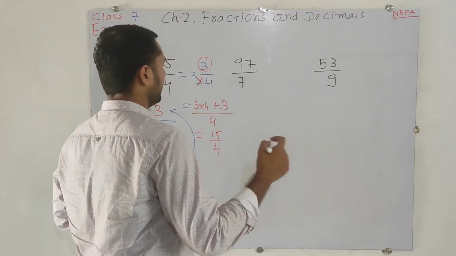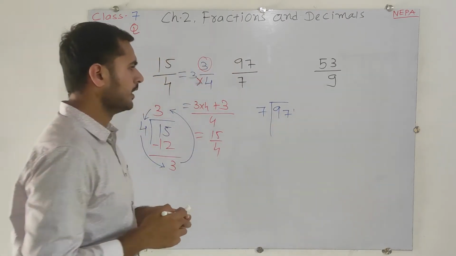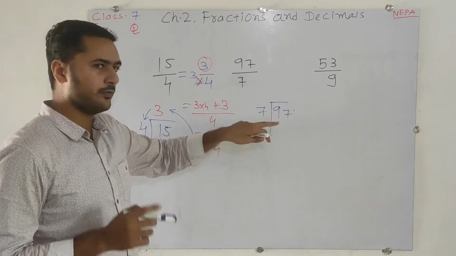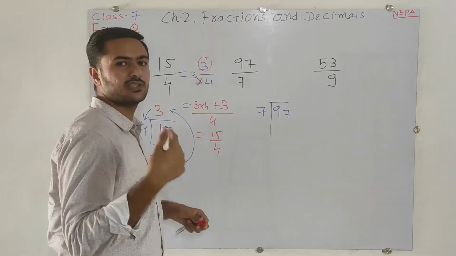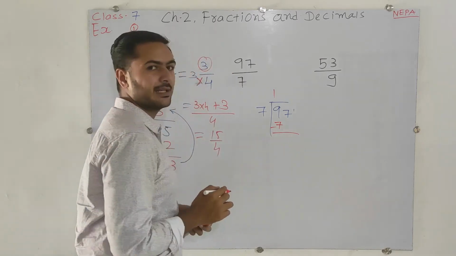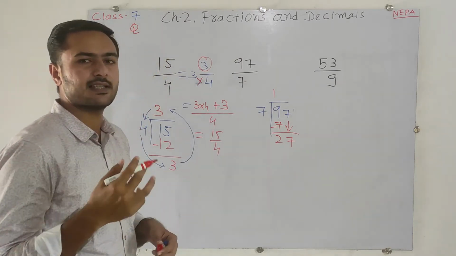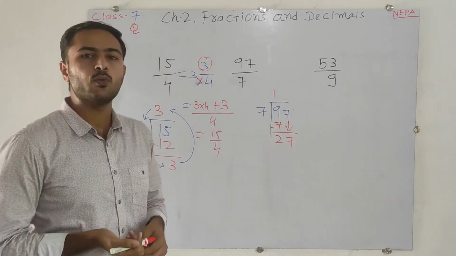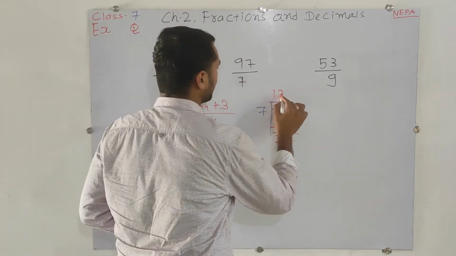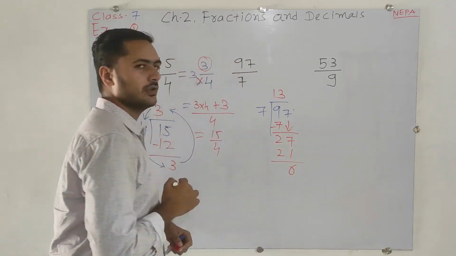97 divided by 7. Let's do it here. 9 is bigger than 7, so we will go with the first digit only. 7 ones are 7, 7 twos are 14, so we do 7 ones are 7 only. Now 9 minus 7 is 2. This 7 goes here. Now 7 ones are 7, 7 twos are 14, 7 threes are 21, and 7 fours are 28, which is bigger than 27. So 7 threes are 21. Here the answer is 6, so the remainder is 6.